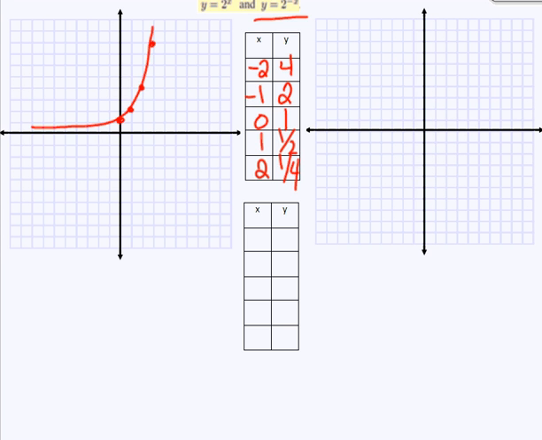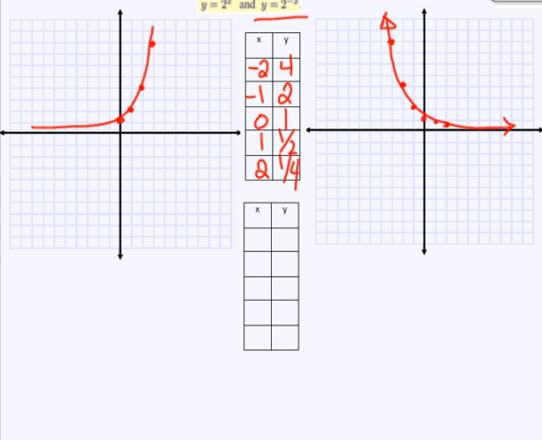So we have negative 2, 4. We have negative 1, 2. We have 0, 1, 1 and 1/2, and 1 and 1/4. And of course, we have this point here. Okay, so horizontal asymptote, so y equals 0.